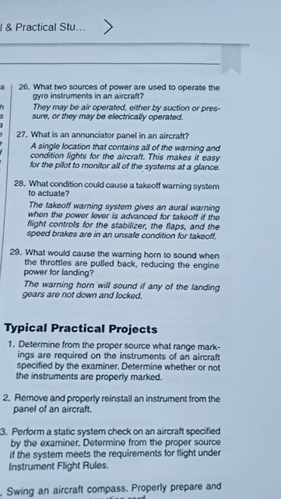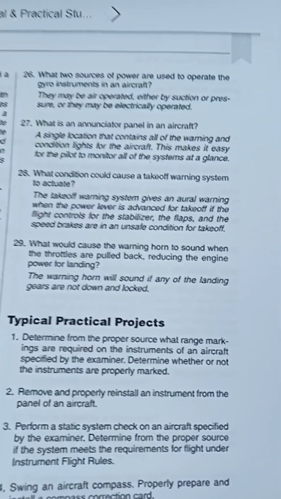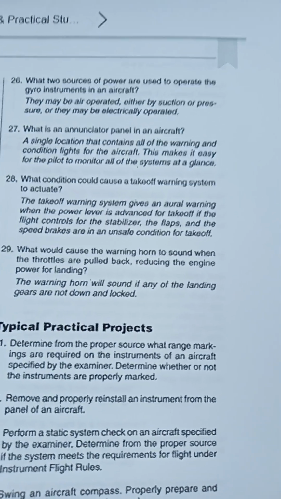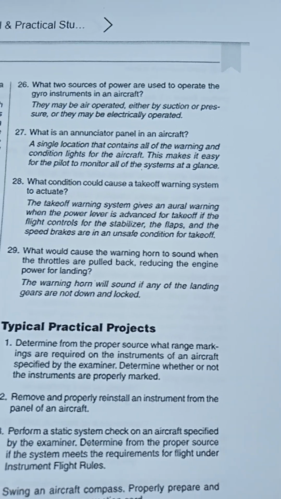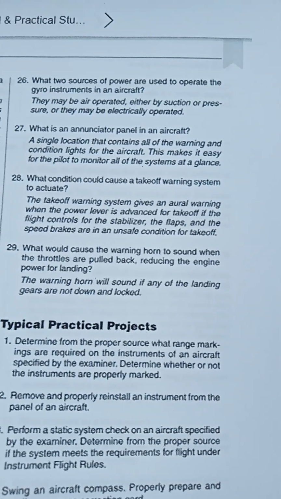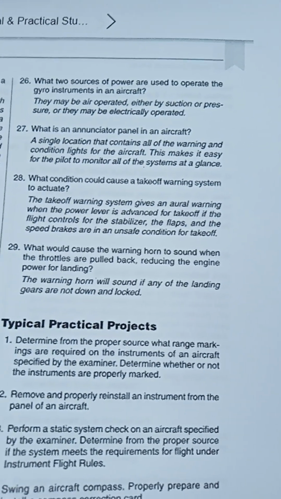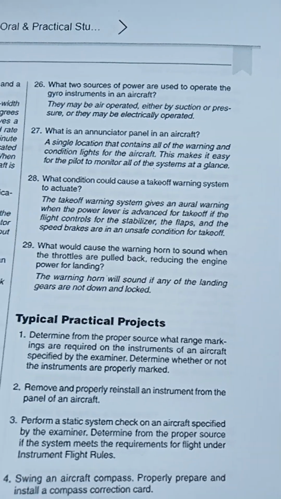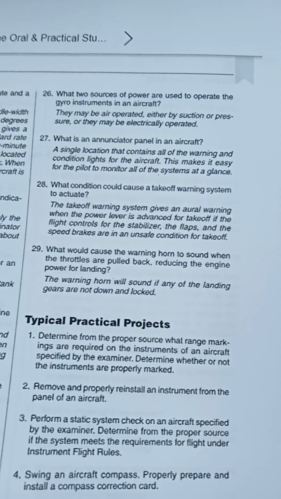What condition could cause a takeoff warning system to actuate? The takeoff warning system gives a warning when the power lever is advanced for takeoff, if the flight controls for the stabilizer, the flaps, and the speed brakes are in an unsafe condition for takeoff.